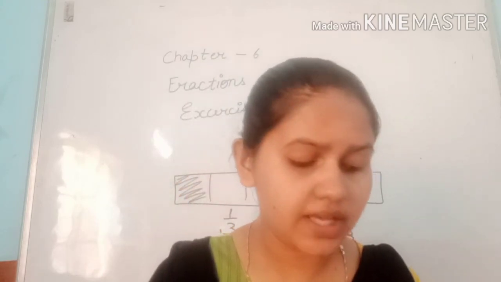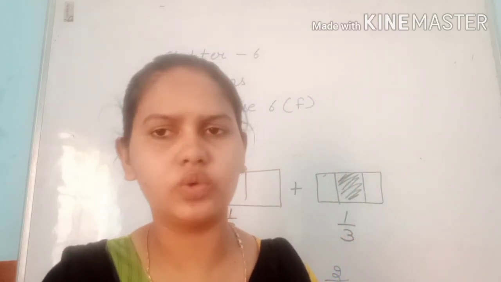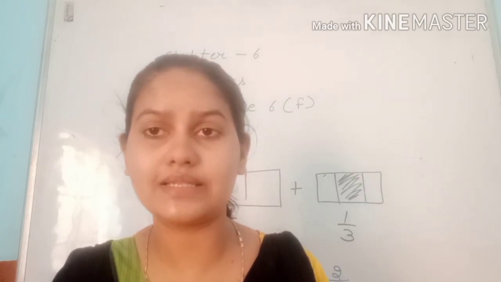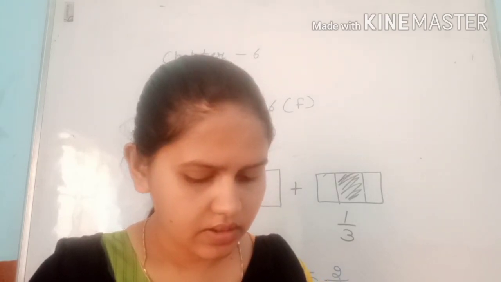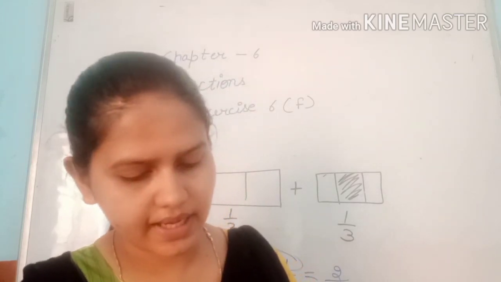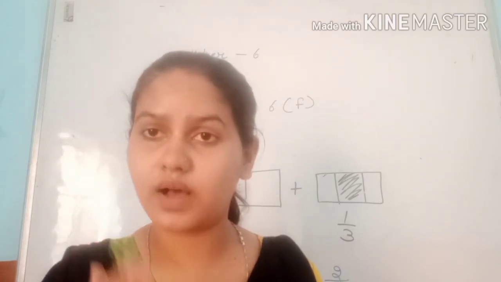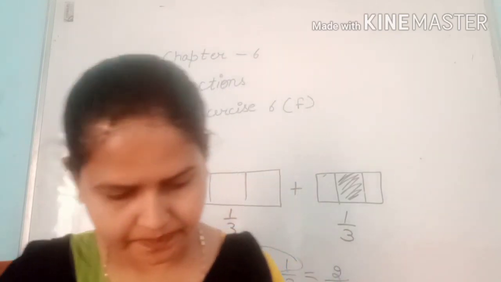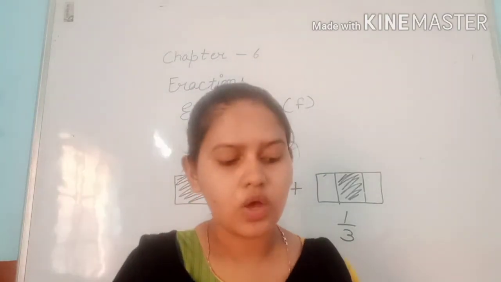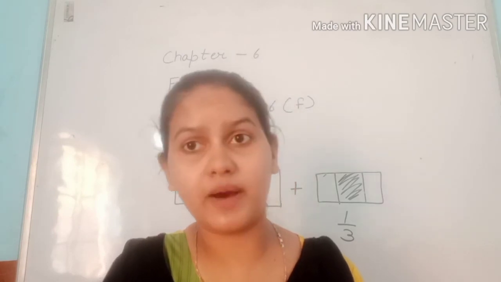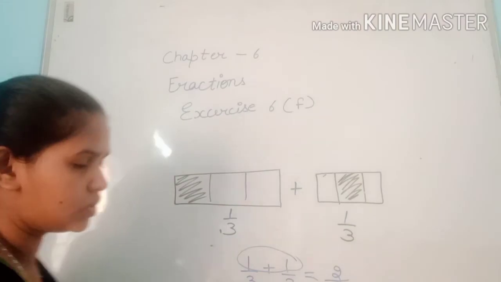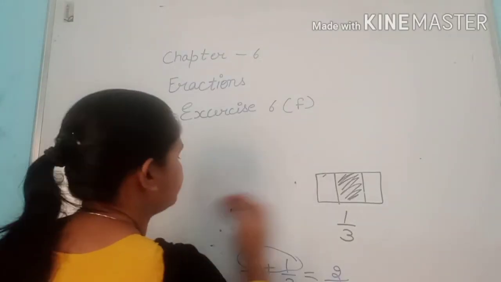As you can see in exercise 6G, right, we will do only 1 or 2 sums out of it, and we will do the rest in the next class also, because there are so many exercises, so we will do half of them in one class. First one is 1 by 4 plus 2 by 4. You can see here the denominator is also the same.